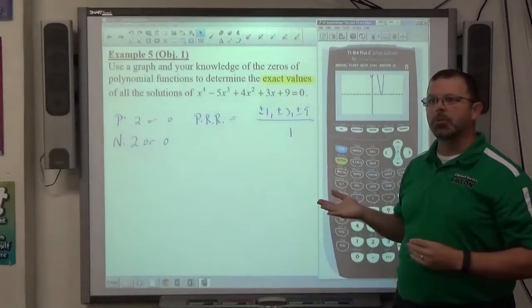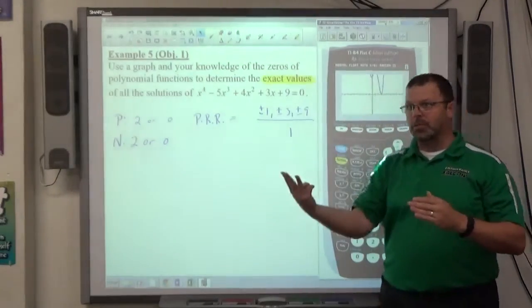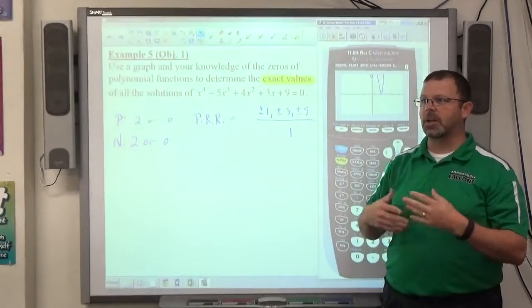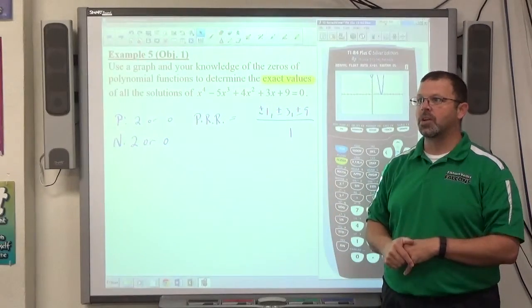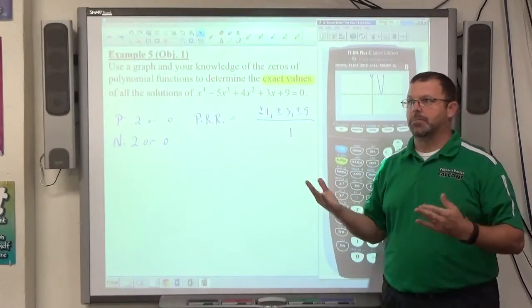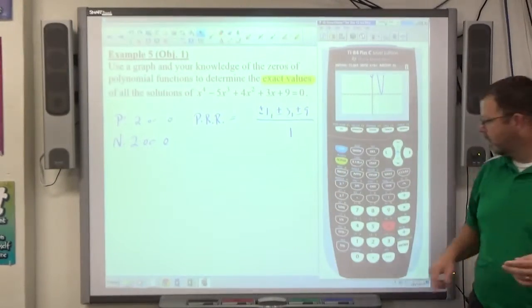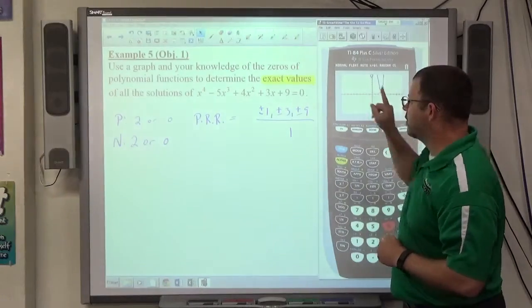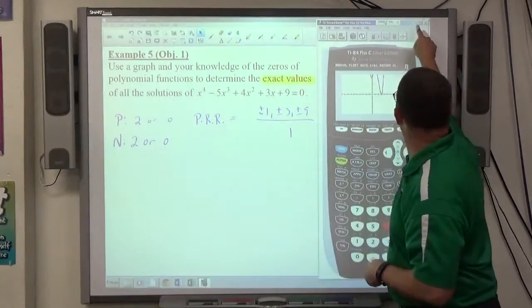But 3 happens multiple times. If it were a 3rd power, it would still cross. All right, so we can still make the assumption, since we need at least 2 answers, that at that point it probably happens more than once. So by the graph, I know it happens at least twice. I know 3 works because I tried it in my table.